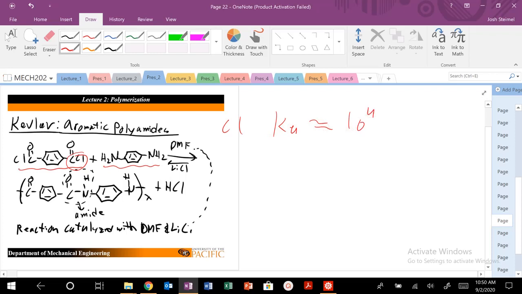And we could react it with this subunit here. We grab basically one of your H's, reacts with here, there, and here. And we have our amide linkage that we've talked about previously. And then we have our byproduct HCl. You may need to remove it again if you're worried about processing or the pH of this solution. Now, I said that the reaction is catalyzed with DMF and LiCl.